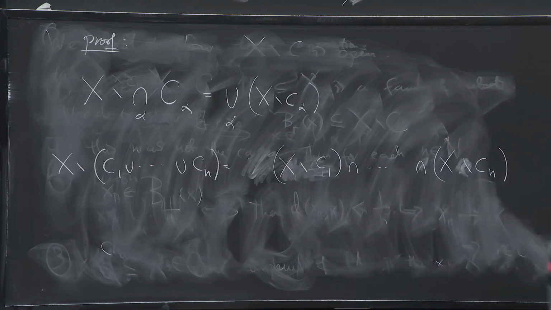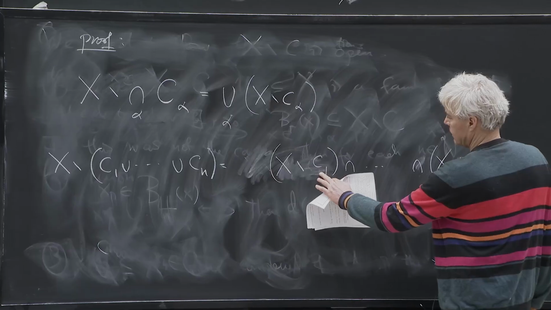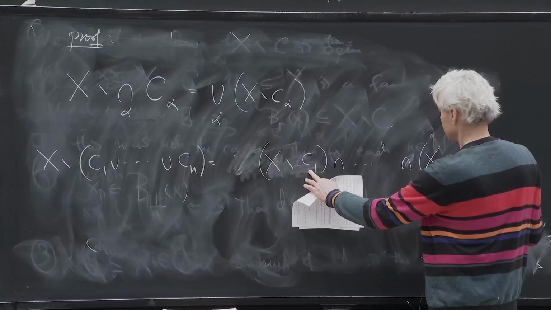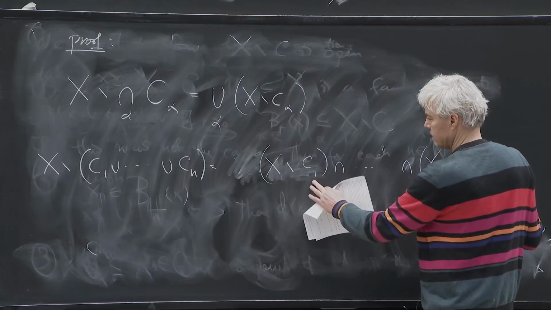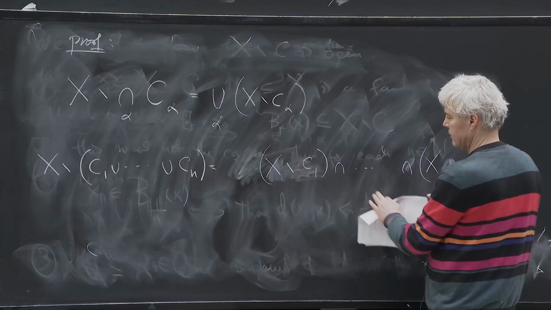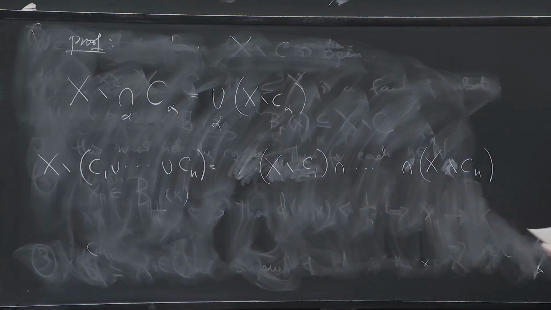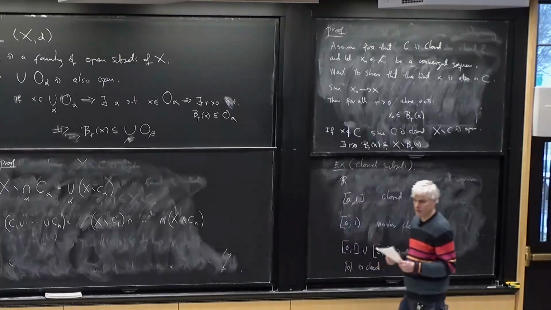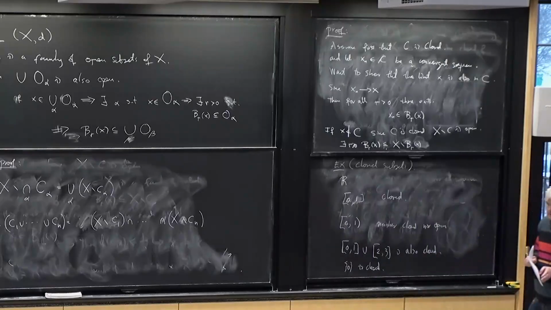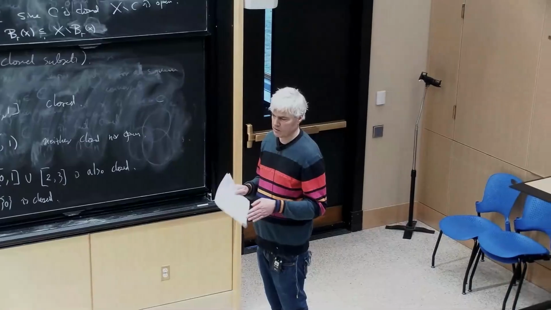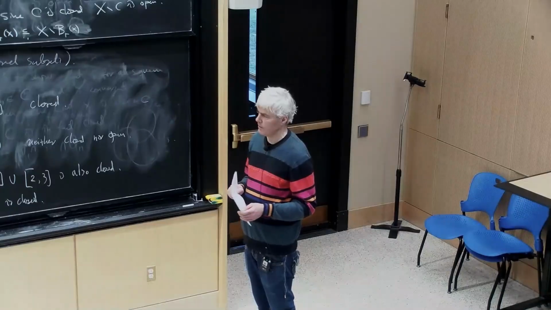Right, and you see here, since C1 up to Cn are closed, these guys here are open, and so you're looking at finite intersections of open sets, and that's open, right? So again, for closed sets, in terms of taking intersection and union, it's exactly the opposite.